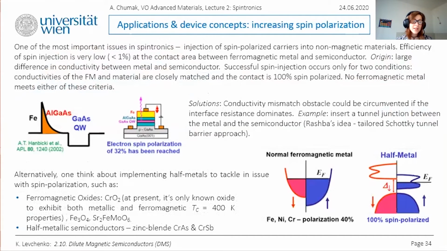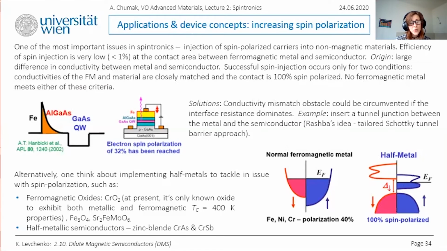So this issue with conductivity mismatch was tackled from different sides. Of course, why is it so intensively investigated? Well, the efficiency of the spin injection in the original design was less than 1% at the contact area between the ferromagnet and the semiconductor because of the large difference in conductivity. The spin injection could be successful only if the conductivities of the ferromagnet and the semiconductor are matched and the contact is 100% polarized. Well, so far it was very hard to achieve.